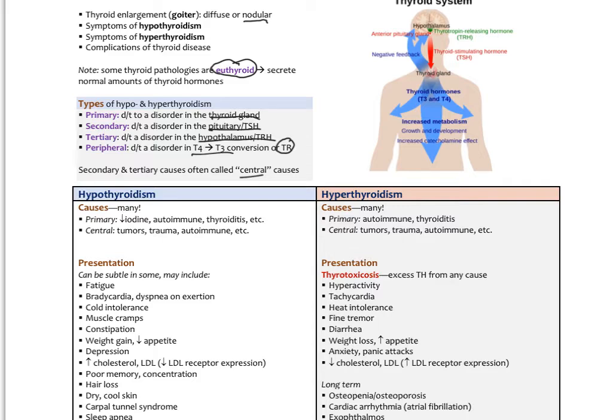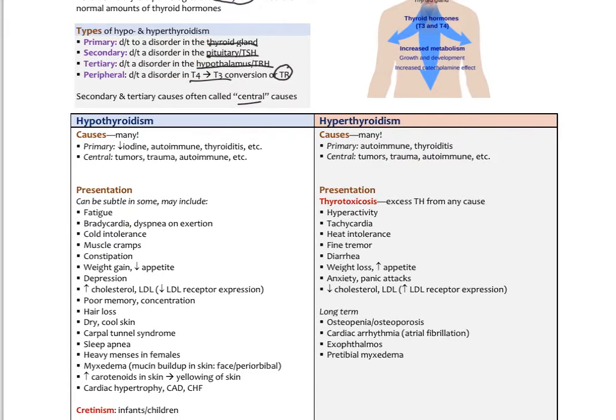So in terms of hypothyroidism, there are many causes. We'll go over those later. The most common for the primary would be decreased iodine, and that's going to be worldwide the most common. But also in the US, the most common cause of hypothyroidism is autoimmune. Thyroiditis would be actual inflammation, often from infection. It could be bacterial, viral, fungal, and immunocompromised patients, etc.